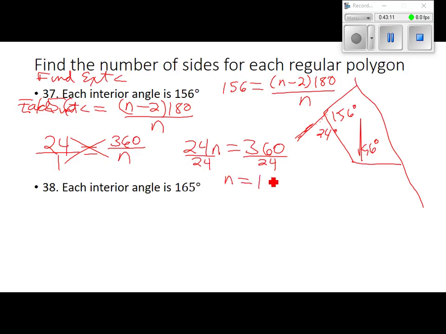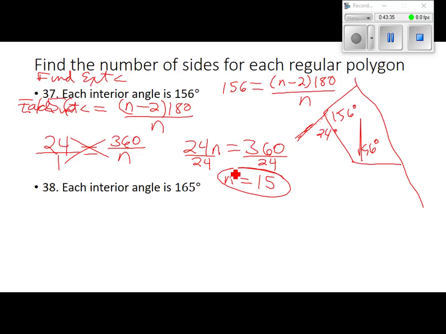15. So how many sides does that shape have? 15 sides. What should happen there again? If you're looking for n, give me something that your answer cannot be. Can't be a decimal, fraction, any of that stuff. It's got to come out as a whole number. Can't be 1 or 2 either.